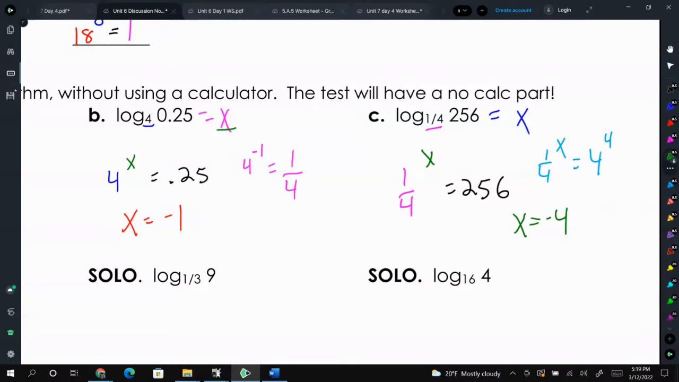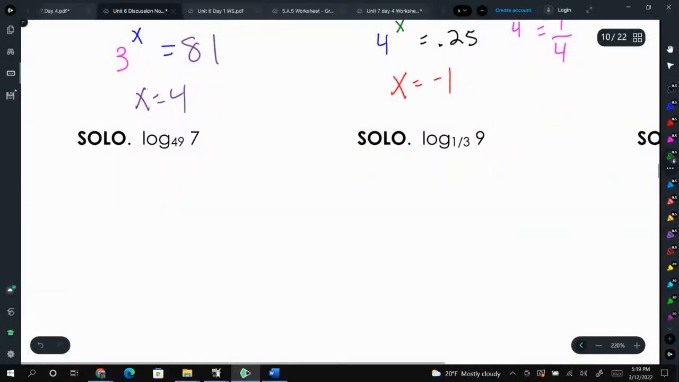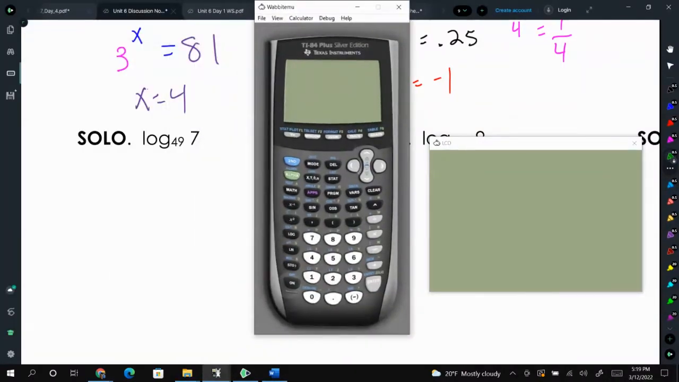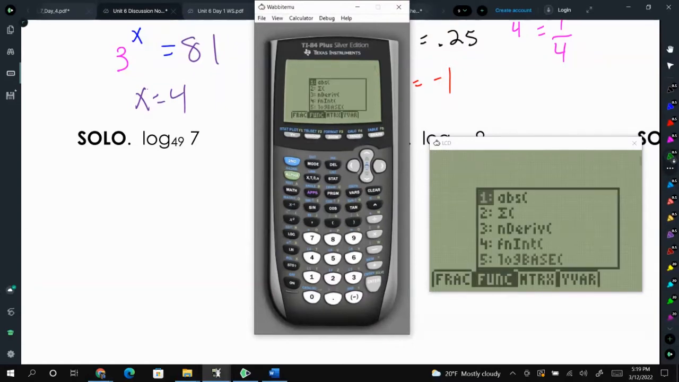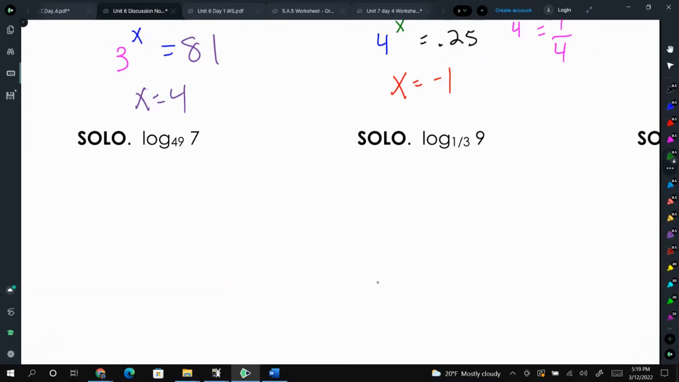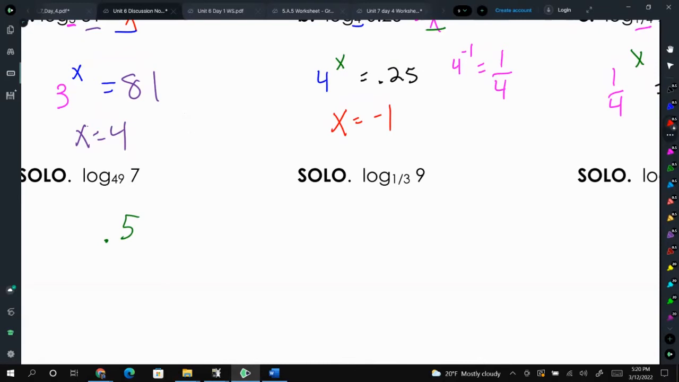So I understand that some of these would be hard to just figure out on your own or to remember. So let me show you how to do it on the calculator. So on our calculator, if we press alpha and the window button, you see that 5th one down here, it says log base. Hit enter, and we can type in 49 as our base and 7 as our other number, and we get 0.5. And if we were to do this the other way, it would still make sense. This is an easier way to do it.